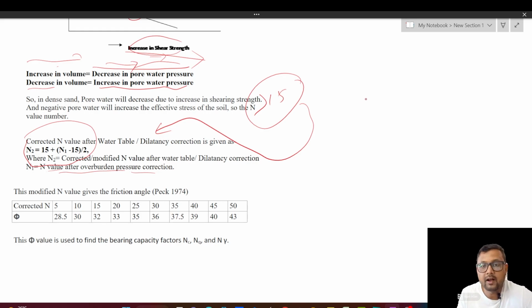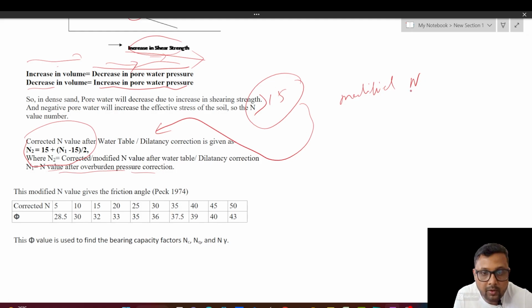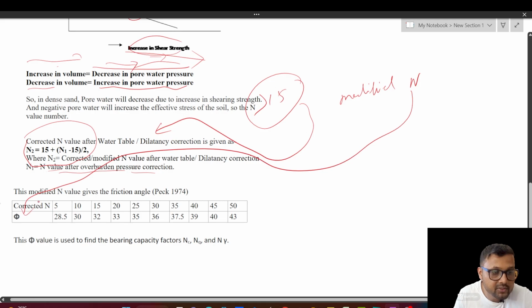Now after we have found this modified N value, through it we can find the friction angle. One scientist, Mr. Peck, gave this relationship. Through this friction angle value, we can find Nc, Nq, and N gamma. These are bearing capacity factors. Through these, we can find the ultimate bearing stress.